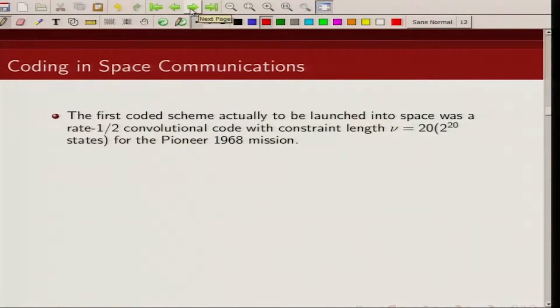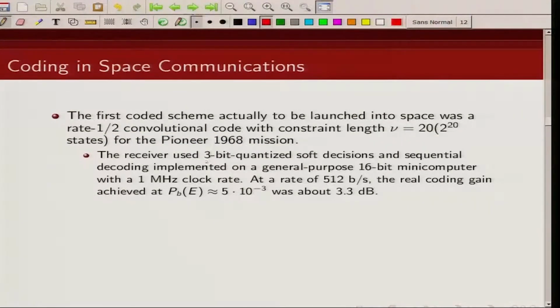So let's start with applications of convolutional code. The Pioneer mission was in 1968, and they used a rate half convolutional code which has a constraint length of 20. So there were 2 to the power 20 states, and they used sequential decoding to decode this code. The receiver used a 3-bit quantized soft decision, and it was implemented on a 16-bit minicomputer. It provided a coding gain of roughly 3.3 dB at a certain bit error probability.